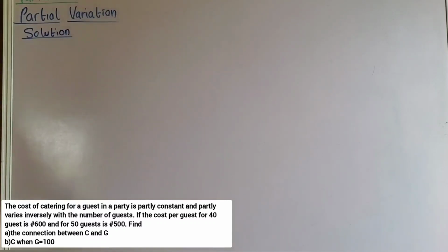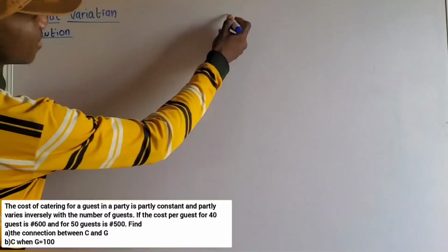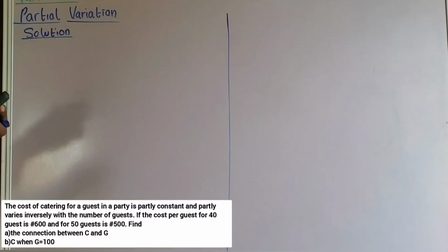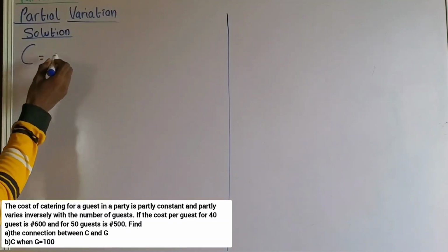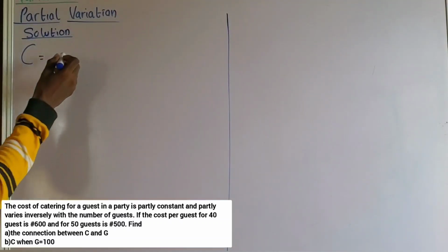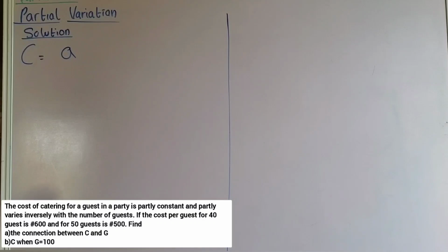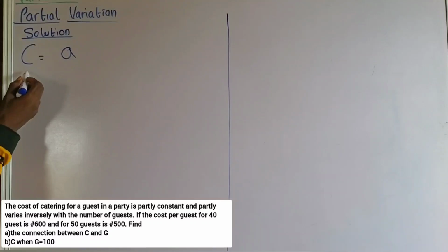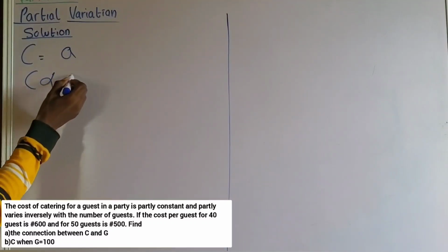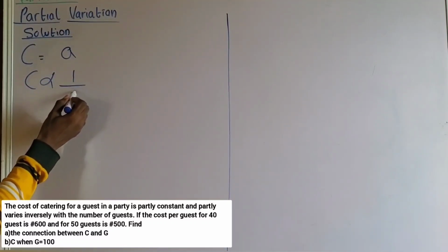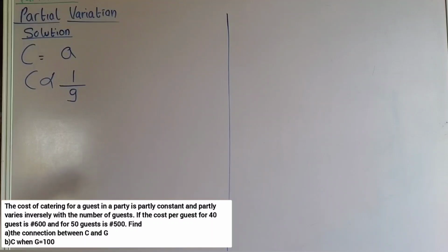Okay, now let's interpret the question mathematically. Please kindly pay attention. The cost of catering for guests in a party is partly constant, so let's represent the cost as C. So I'm going to have C equals A, okay, let's use the constant A. And it partly varies inversely with the number of guests. So let us represent the number of guests as G.